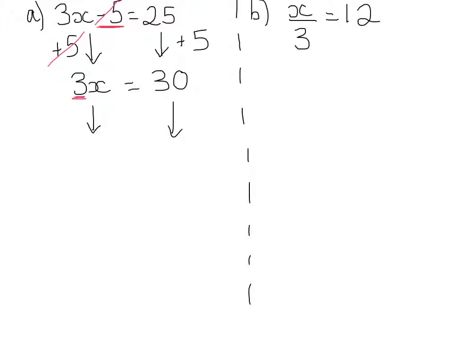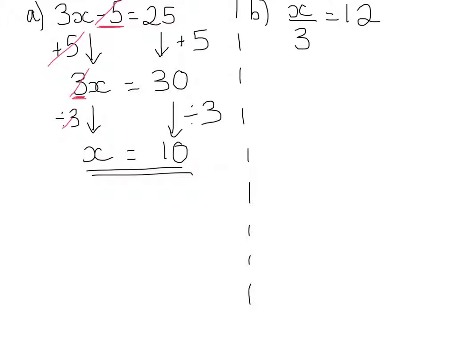The next number we're going to try and get rid of is this 3 here. This means times 3, multiplied by 3. So to get rid of it, we have to do the opposite and divide by 3, which will cancel that out. Because I've divided by 3 on one side, I have to divide by 3 on the other as well. On this side, these cancel off, just leaving me with x. And on this side, 30 divided by 3 gives me 10, which gives me a final answer of x equals 10.